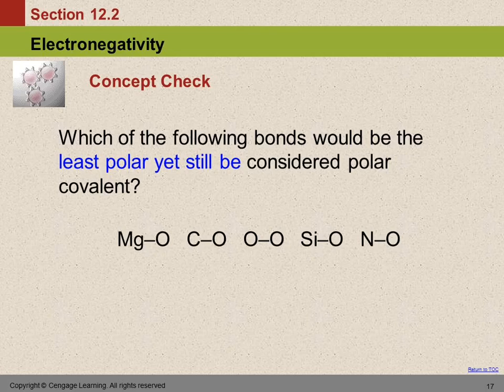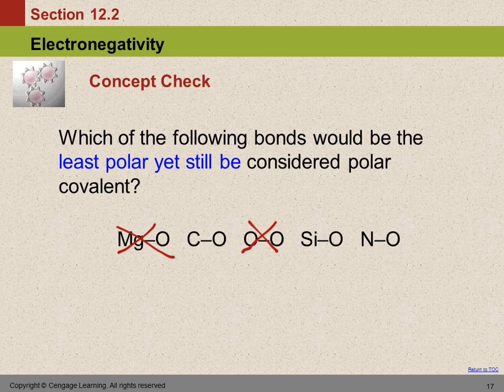Which of the following bonds would be the least polar and yet still be considered polar covalent? Are there any of those bonds that are not polar at all? The oxygen-oxygen. It wants a polar bond, so this one's out because it's not polar covalent. Are there any others we could eliminate because they are not polar covalent? Magnesium and oxygen. What kind of bond is that? It's ionic, so that one's got to be out too.